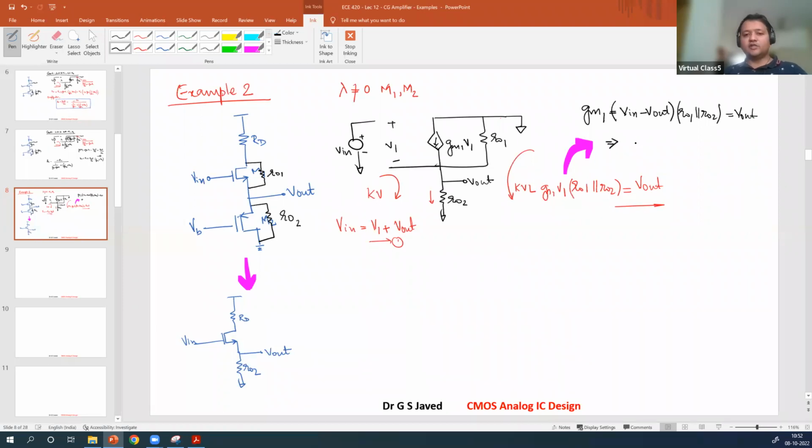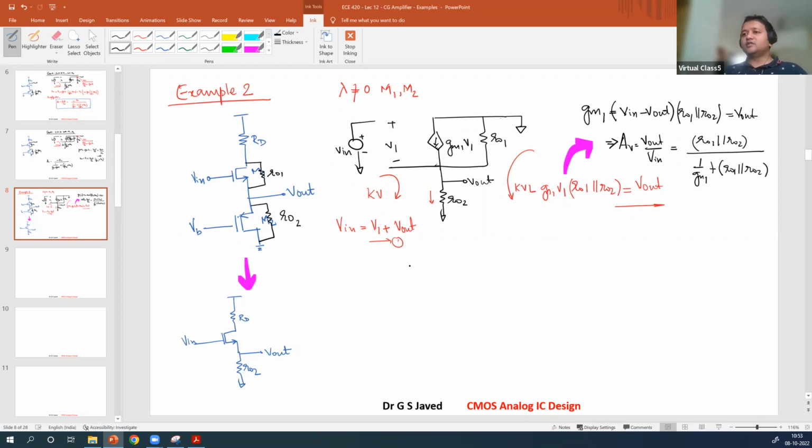On simplification, you get the gain. Just take Vout to the other side. So your AV is equal to Vout by Vin. That is equal to R01 parallel with RO2. Since this term is there for both Vin and Vout, you will find them in the numerator and in the denominator. In the denominator, it will come along with 1 over GM1 plus the parallel factor, R01 parallel with RO2. So this is your gain.